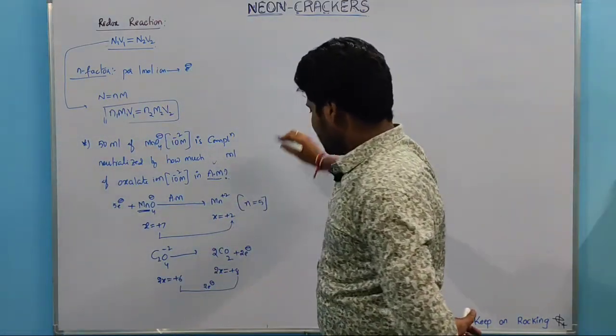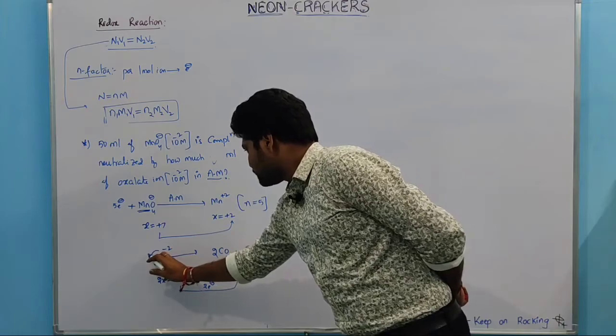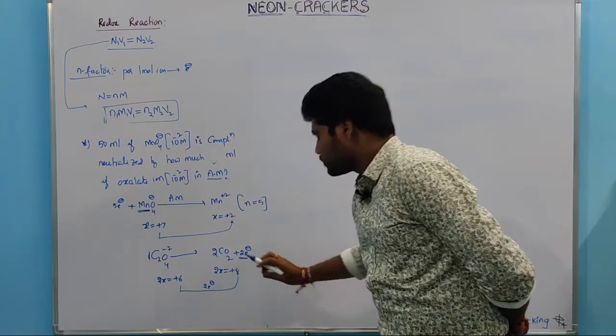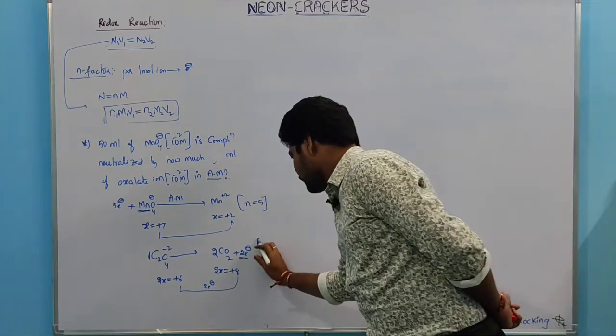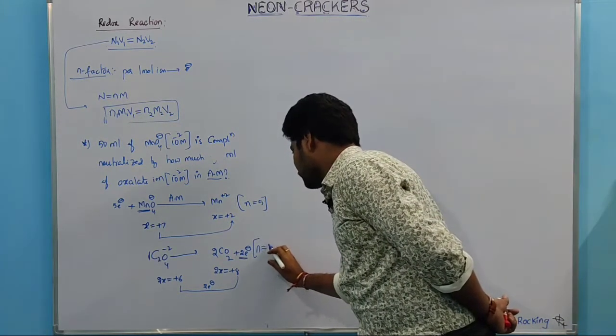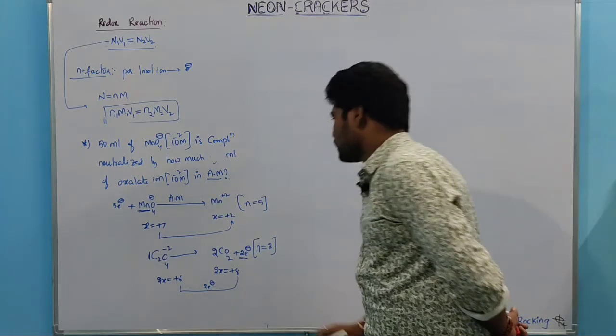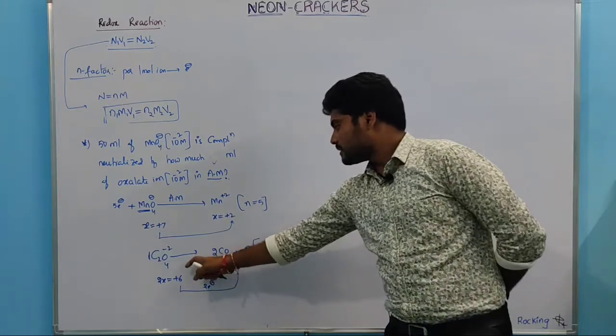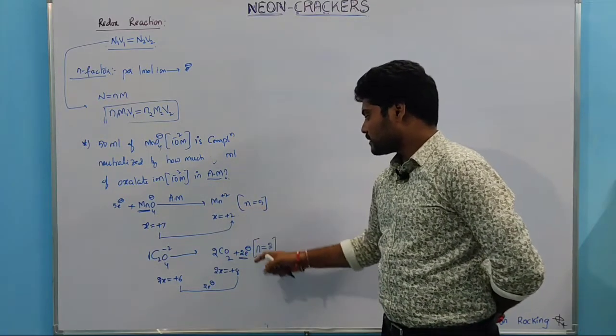Next one, here also if we observe one oxalate ion, how many total electrons? 2 electrons to be transferred. That's why for this one, what is the N value? 2 is the N value. Is it clear? So permanganate N value 5, oxalate ion N value 2. N factors we found already.